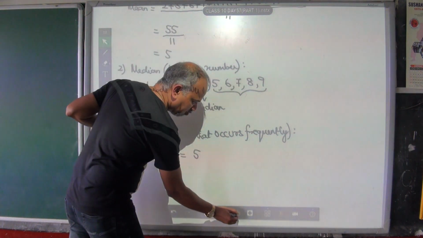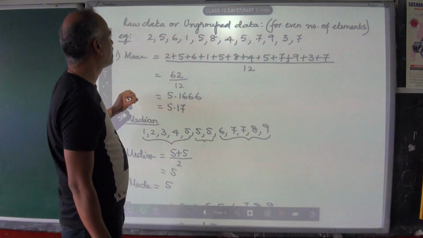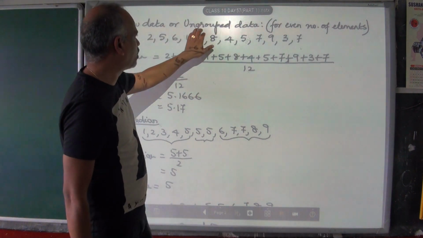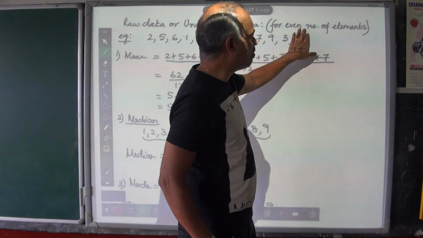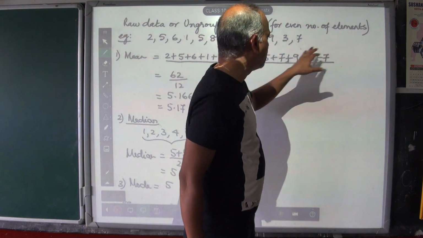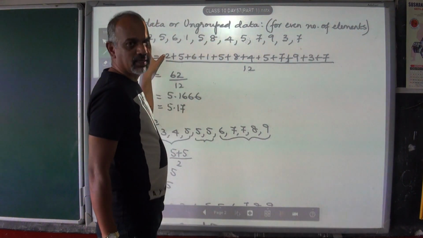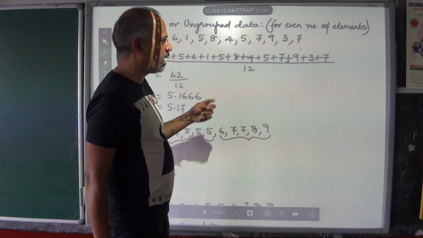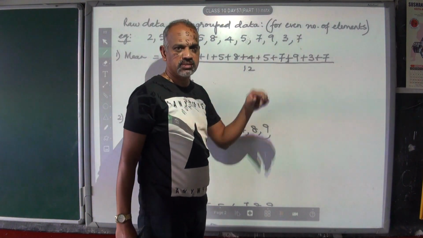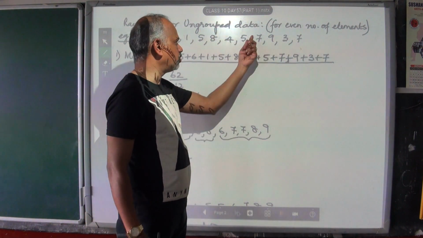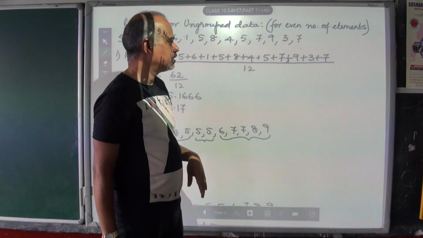I am going to show you with even number of elements. So raw data or ungrouped data for even number of elements. So what I have done is the same data which I have used. I have only increased one of the 7s. I have included a 7 in between.